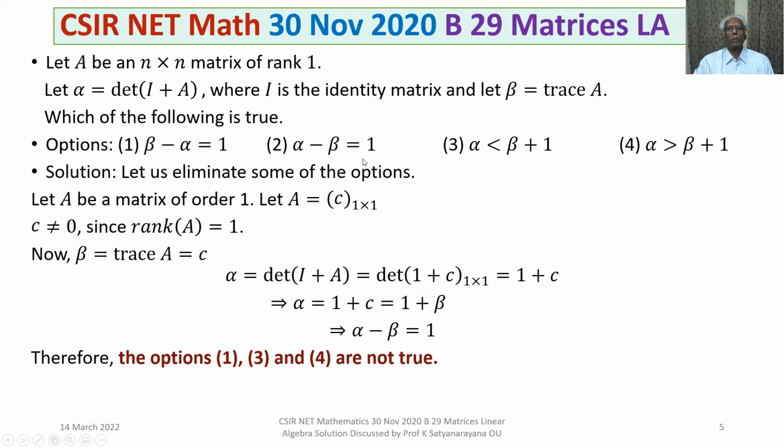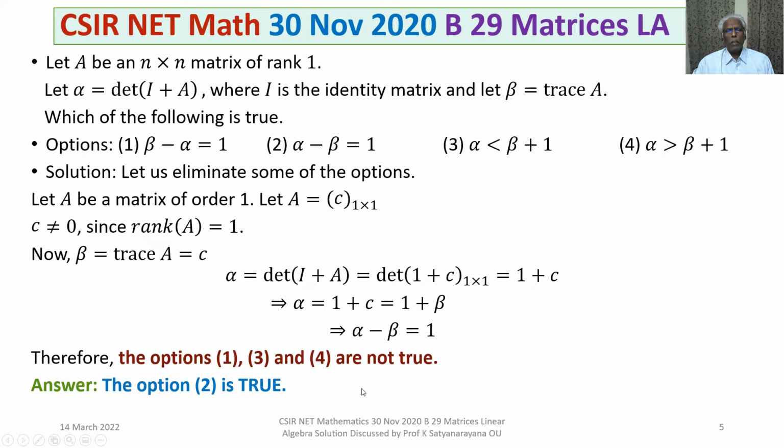In the examination, what we say is these 3 are not true, therefore this is true, and we will tick the 2 and there ends the matter. Our answer is that option 2 is true. This is as far as examination is concerned.